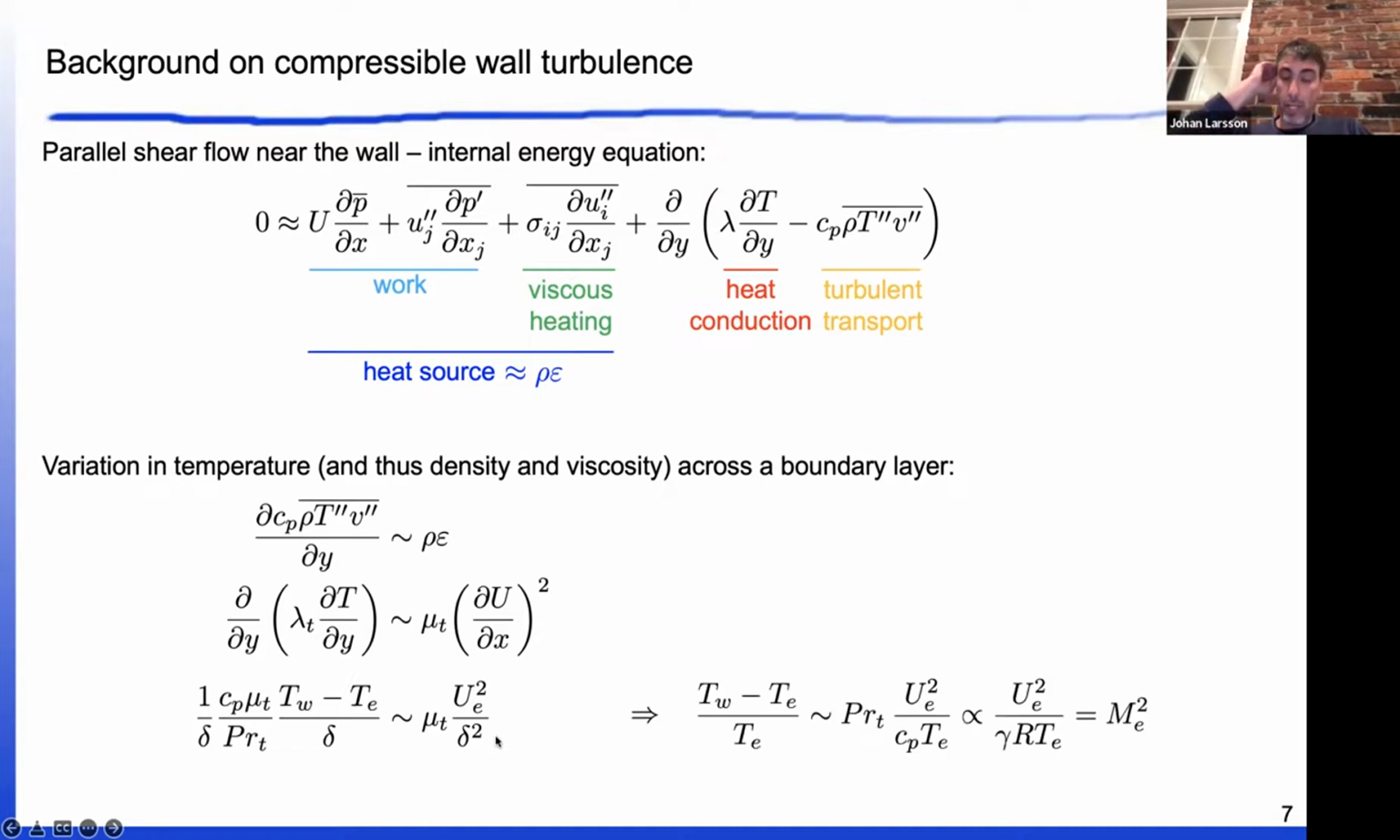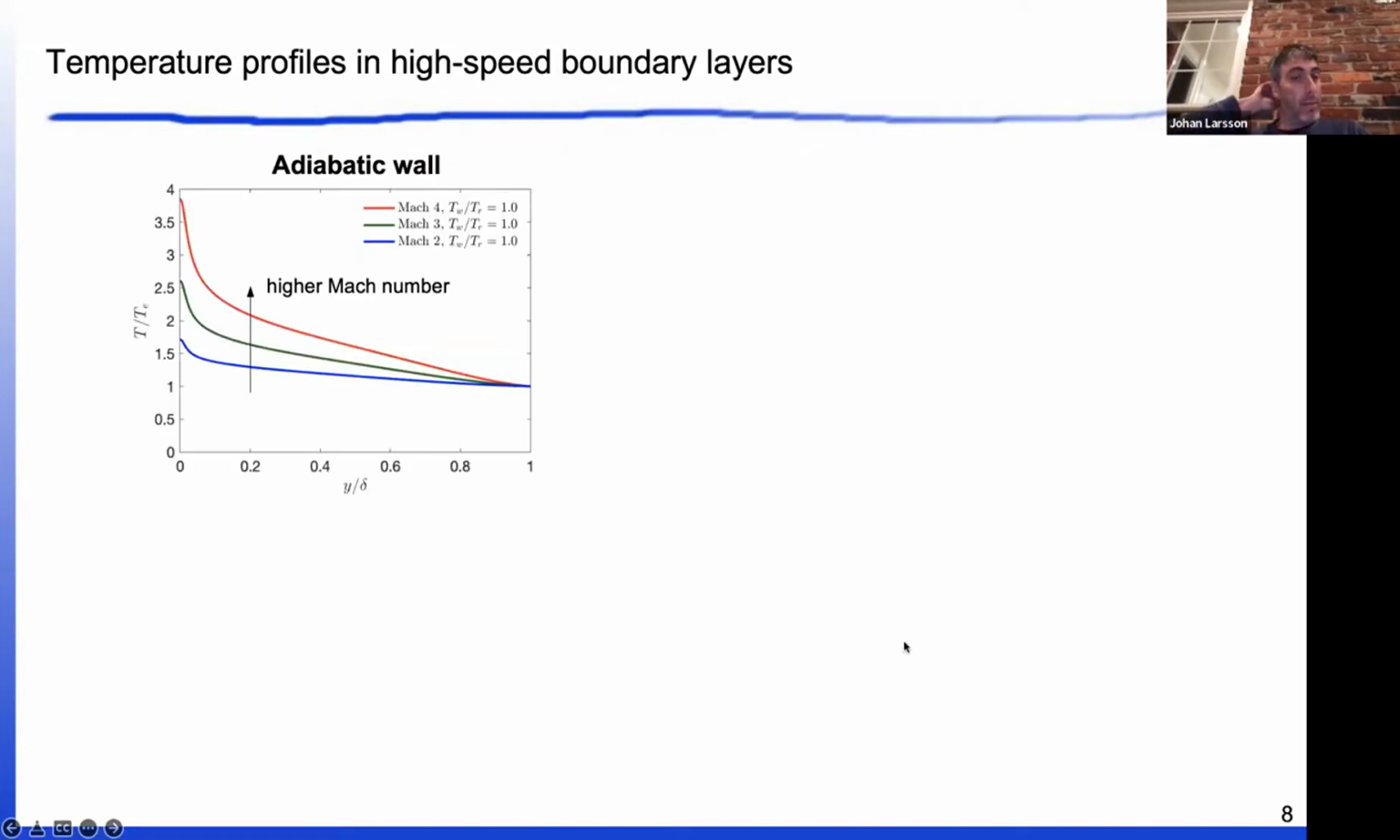And if I now solve for this, I have that the wall temperature T sub W minus the edge temperature, so the edge of the boundary layer or free stream, that the relative change in temperature across the boundary layer has to be proportional to the Mach number squared. So that's a fundamental result. And so this means that the typical temperature profiles in these types of boundary layers look like this.